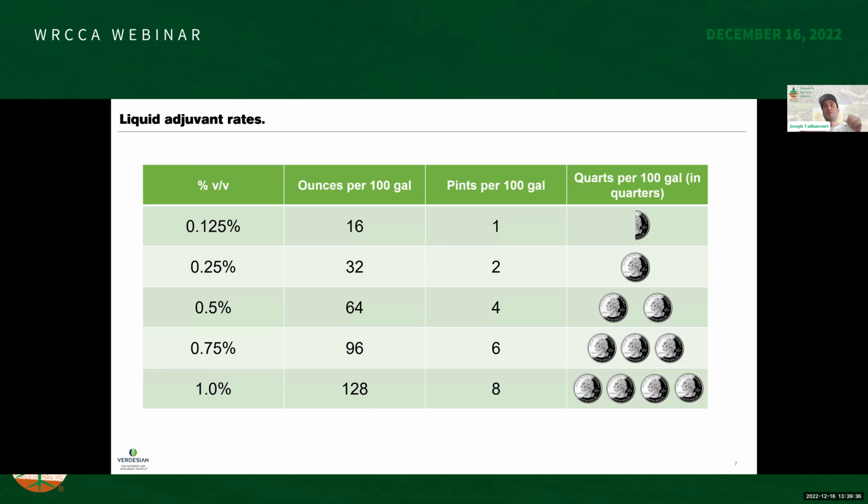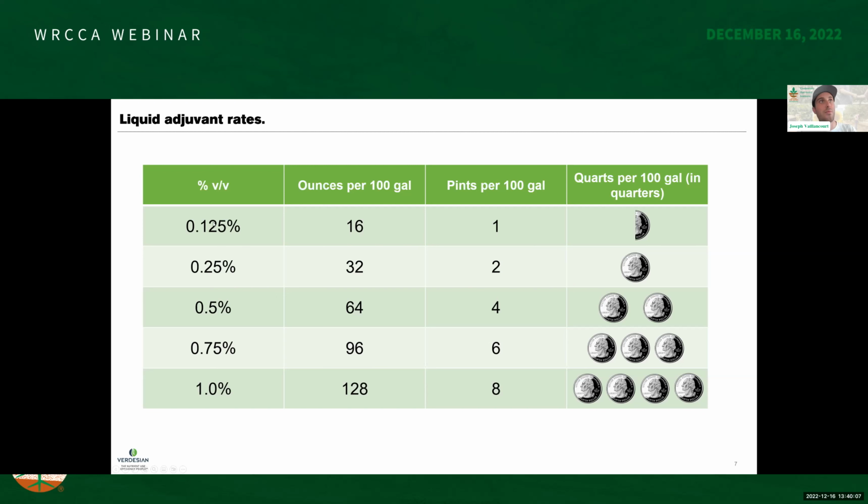All right, for liquid adjuvants, you often find a volume to volume rate structure, okay? Look, I'm not a mathologist, so it took me a little while to get used to this. I always thought about it in quarters. There are 4 quarts to a gallon, of course, and a lot of times these volume to volumes will be right on the money with a quarter rate, right? So 0.125% volume to volume is 1 pint or 16 ounces per 100 gallons.